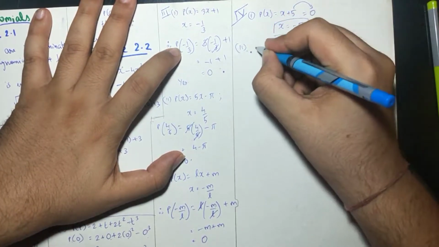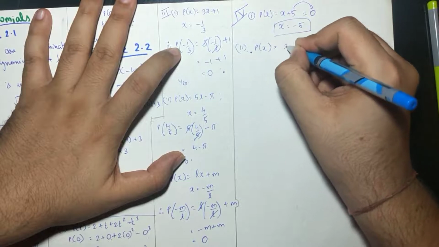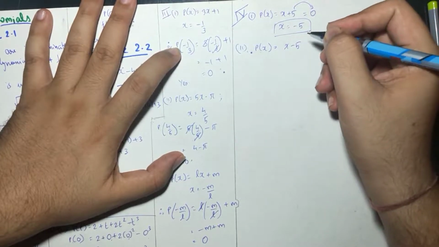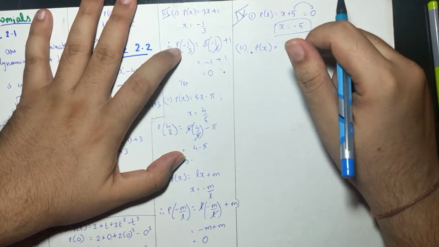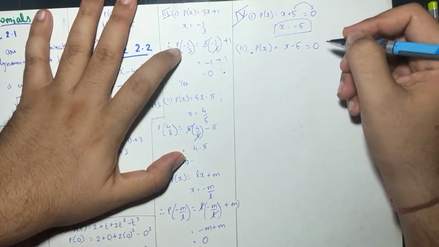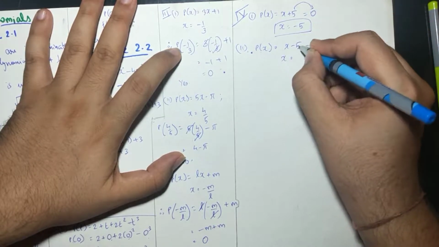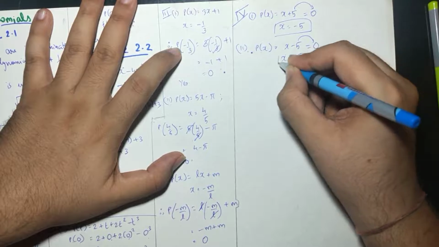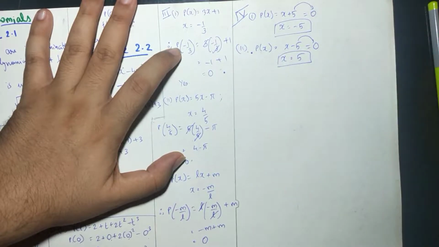Second question is p of x equals x minus 5. We have to find the 0 of this polynomial. So equate it to 0. 5 will go on that side. It will become plus 5. So this is the 0 of the polynomial.